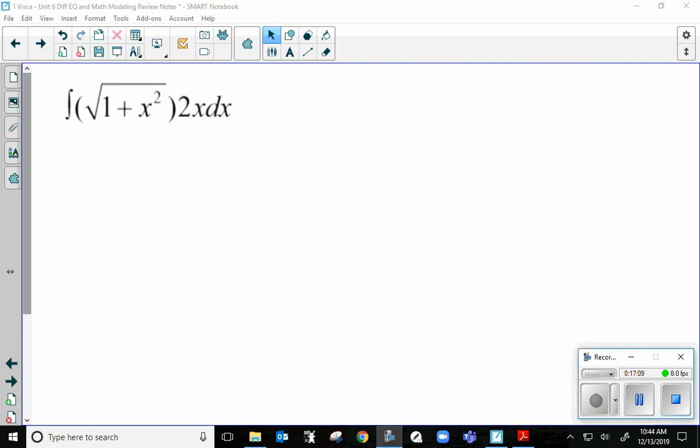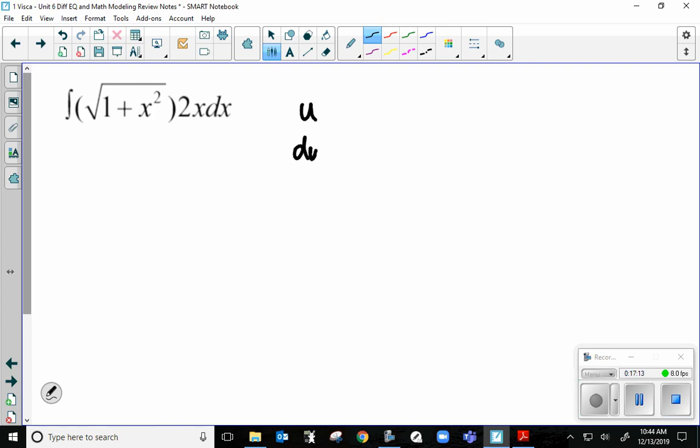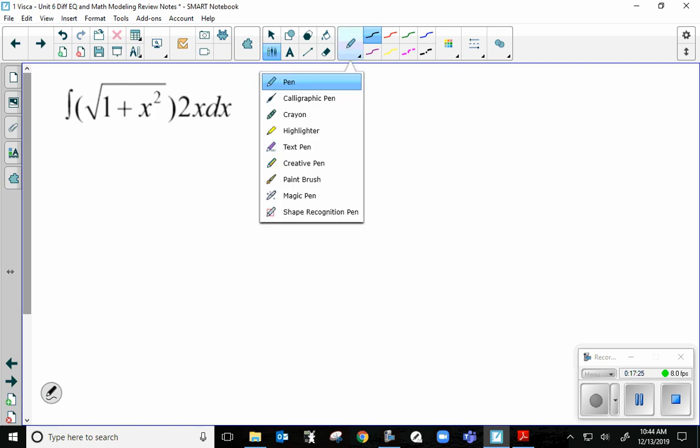So let's start. I need to find a u and I need to find a du because this would be a nightmare to integrate otherwise. Now, remember what I said. I need to find an expression, but its derivative also needs to be there.